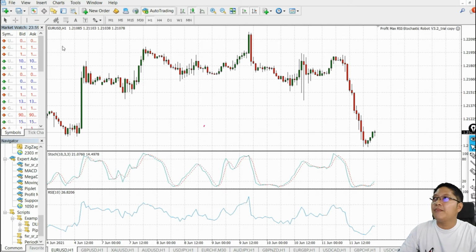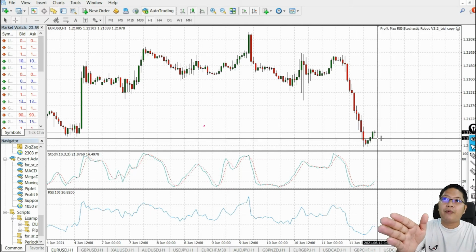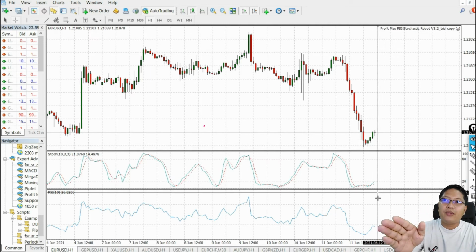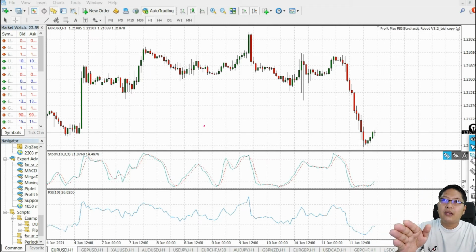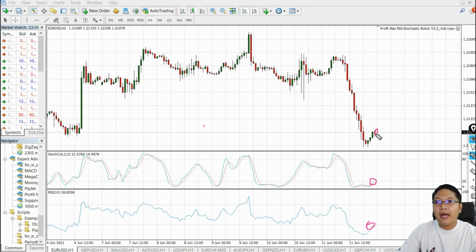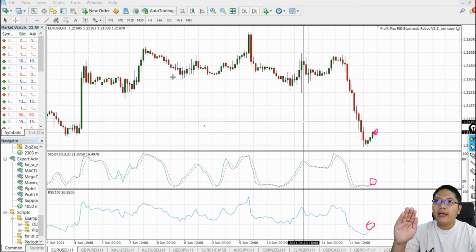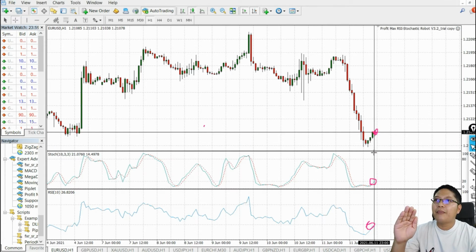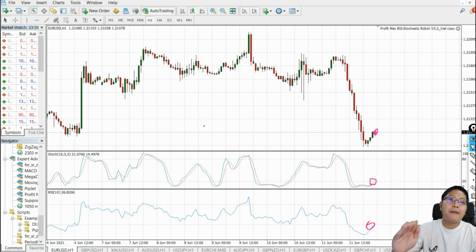Let's say your stop loss is down the line, like this, for example. This market right now is almost crossing the 20 on the stochastic, and your RSI is crossing 30, right? Then it's time to buy, could be. It could be, but this is just advice. You have to have a stop loss, maybe about 20 pips down there, because we don't know what will happen in the market. You must have a stop loss, right?